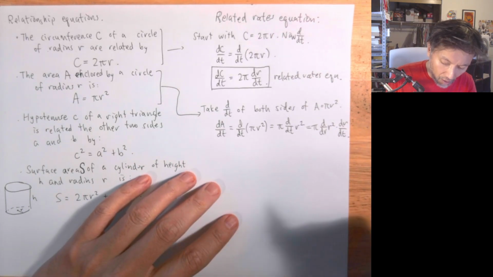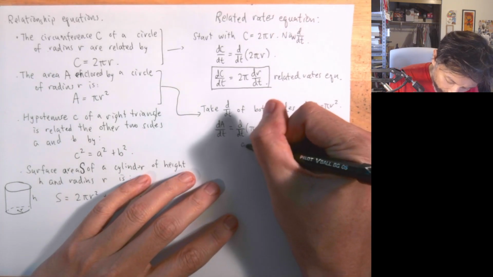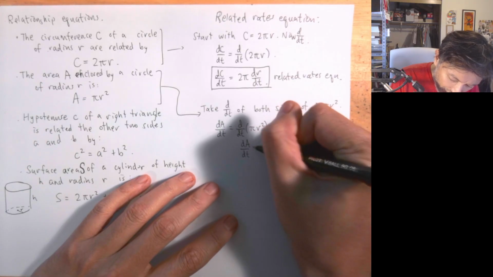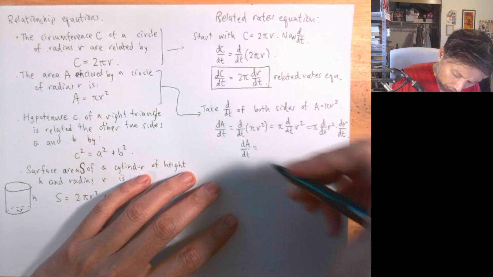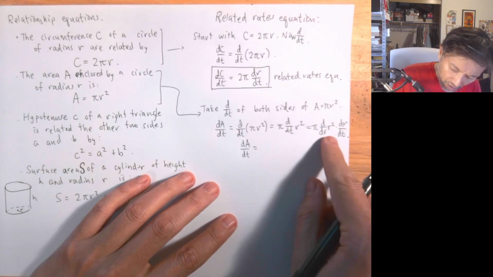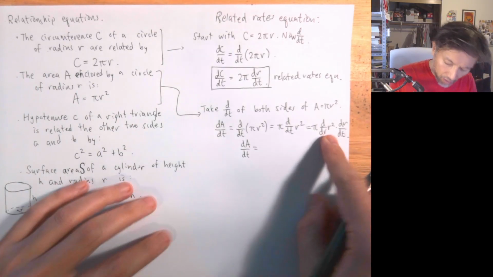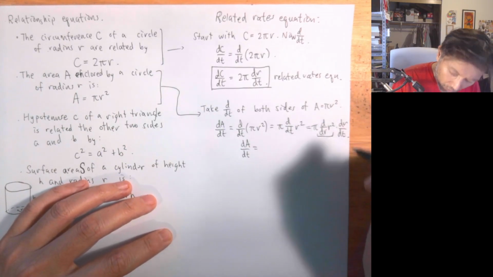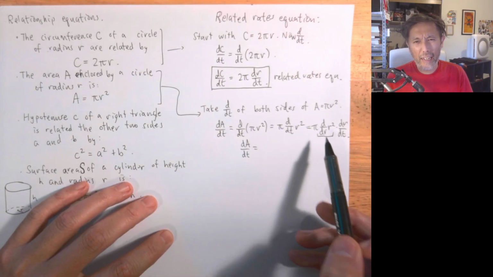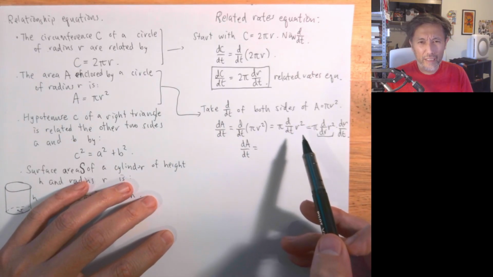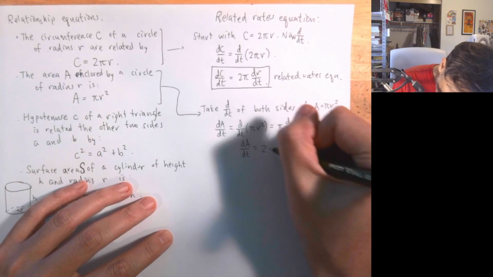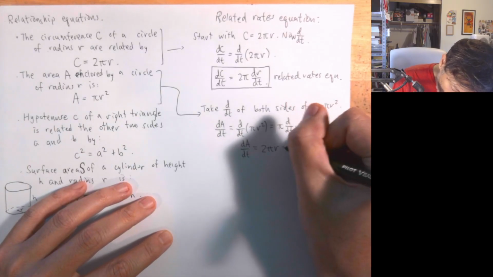And d/dr of r squared, we know what that is. That's 2r. So cleaning all this up, we get the related rates equation: dA/dt is equal to, this piece right here is 2r, right? So I have to put the 2 in front of the pi. You just have 2 pi r dr/dt.